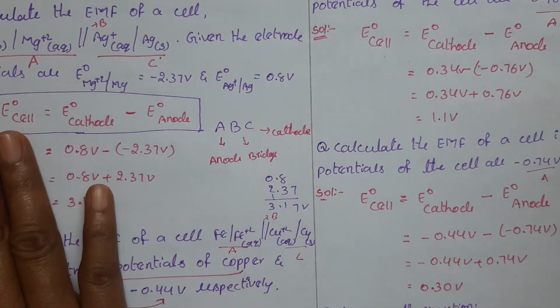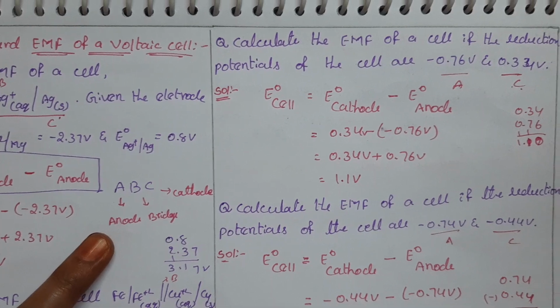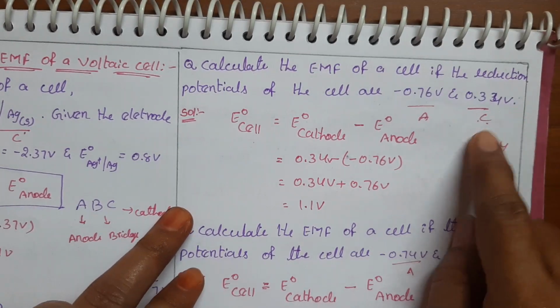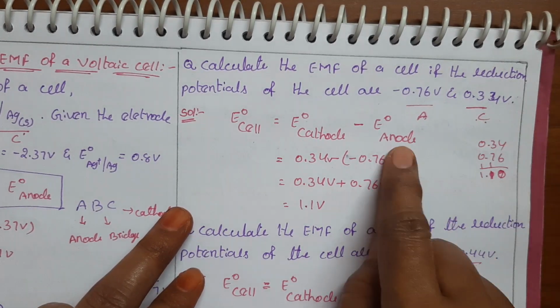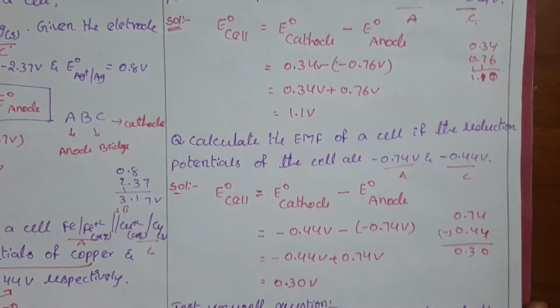Okay. If the cell reaction is given, you need to follow this trick. If the cell reaction is not given, just consider the greater value as a cathode and the smaller value as an anode, and we can solve the problem easily.